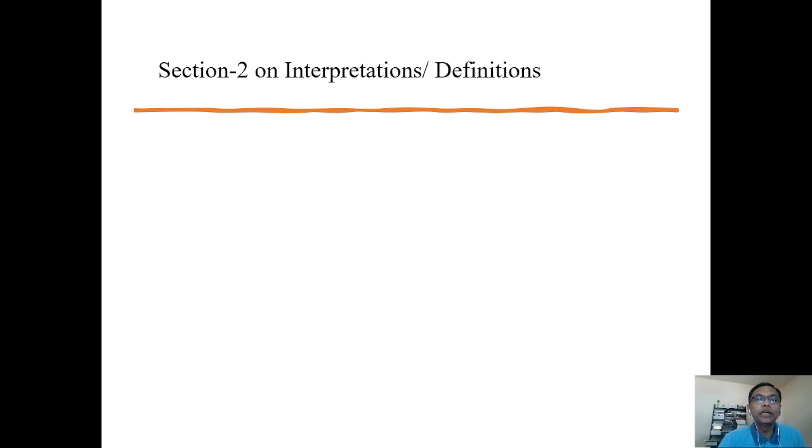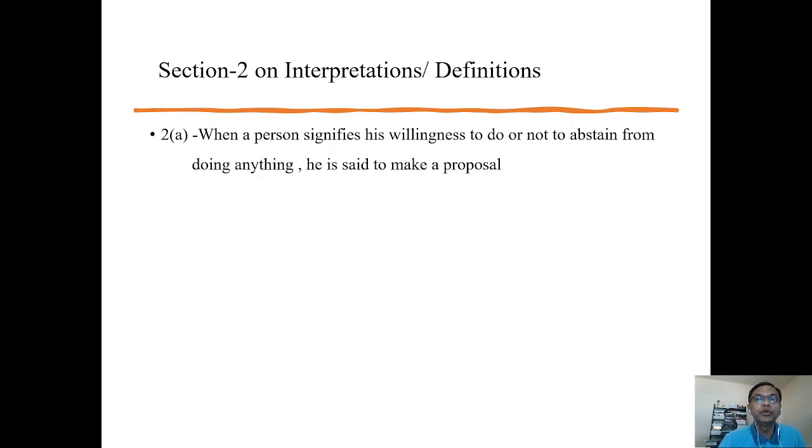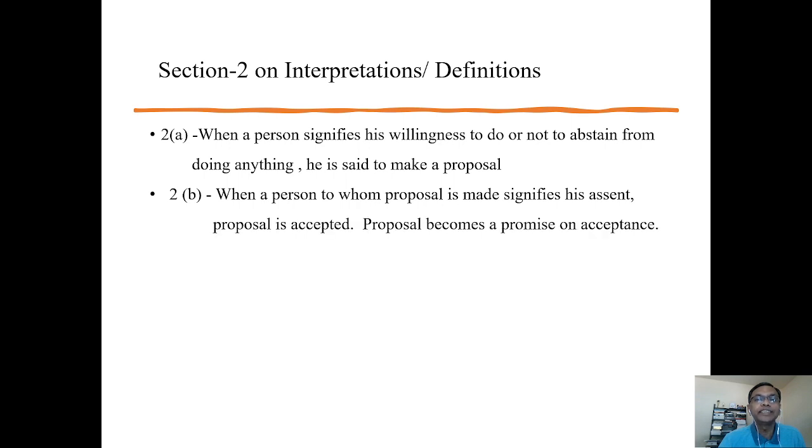Section 2 of the Contract Act deals with definitions and interpretations. 2A says, when a person signifies his willingness to do or not to do, meaning to abstain from doing anything, he is said to make a proposal. To do something or not to do something, when a person proposes, that is called a proposal, meaning he gives his offer.